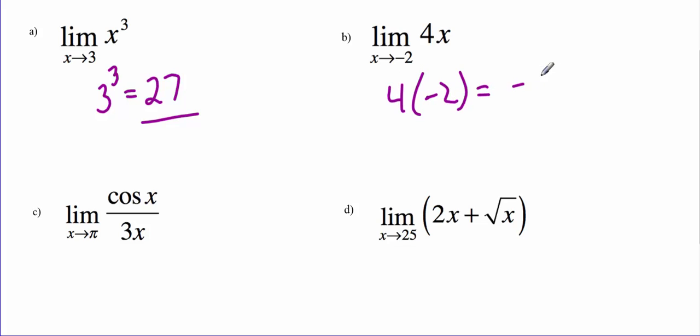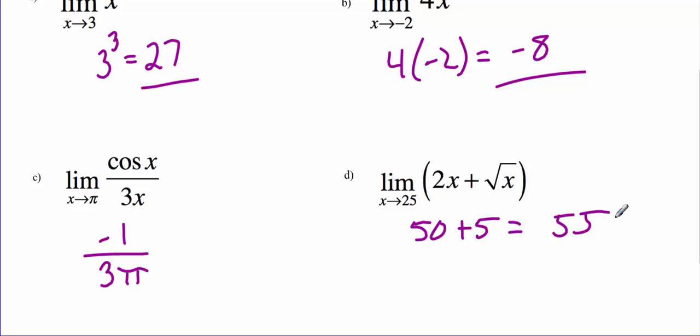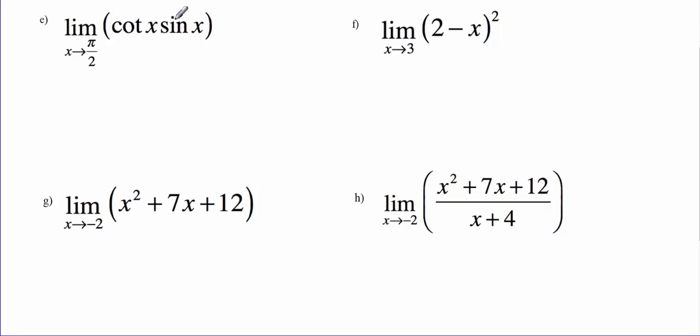So I think you could probably handle all of these. 4 times negative 2 gives us negative 8. Little trig going on here. The cosine of pi, that would be negative 1 divided by 3 pi. The limit as x approaches 25 of 2x plus square root of x, that would be 50 plus 5, or simply 55. Now these are not that challenging. You do have to think a little from time to time, like, oh crud, we got a cotangent. All right, you'll survive.